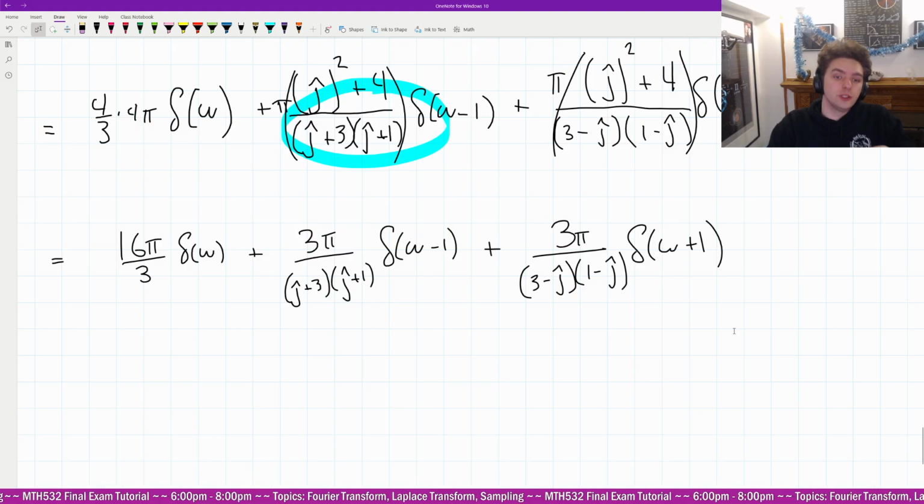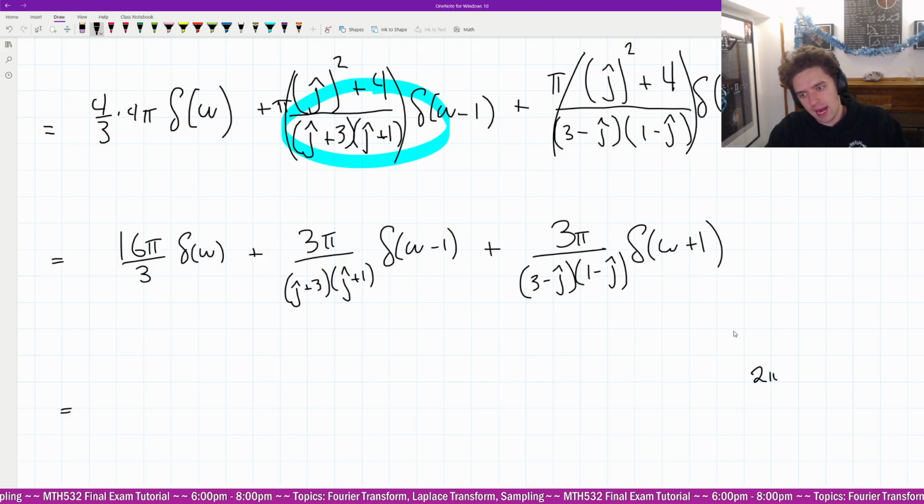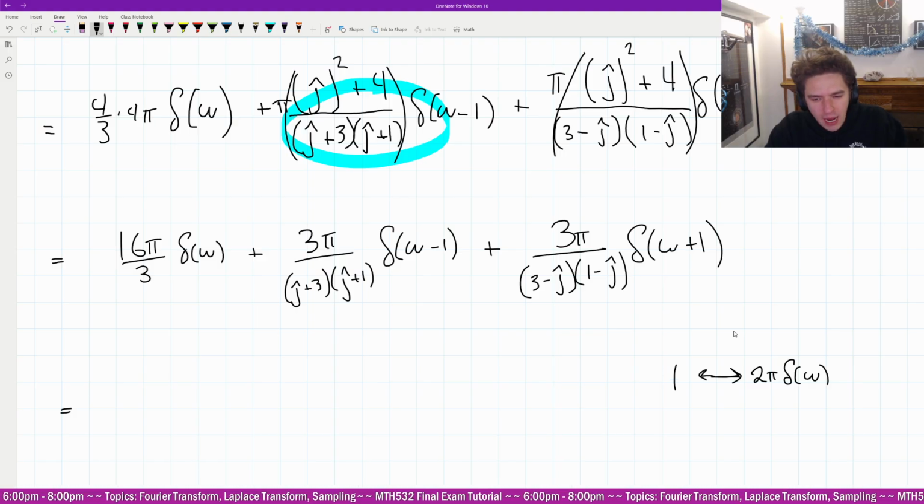So now we're going to do the inverse Fourier transform. So we're going to un-Fourier transform this. It's a little confusing, but the formula is 2 pi delta omega goes to 1, right? So I need to have a 2 pi in front of everything like this. It's not too hard here. So I want a 2 pi here.